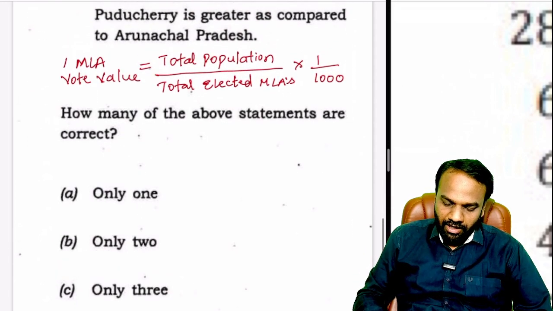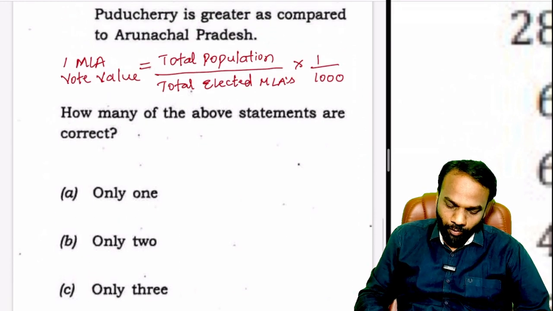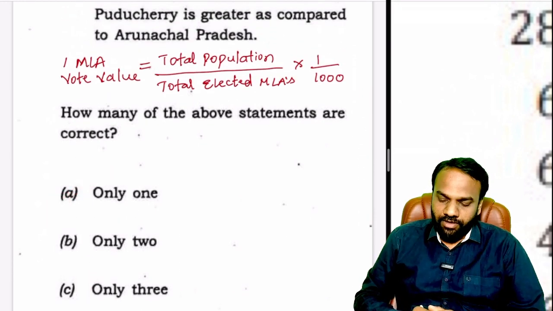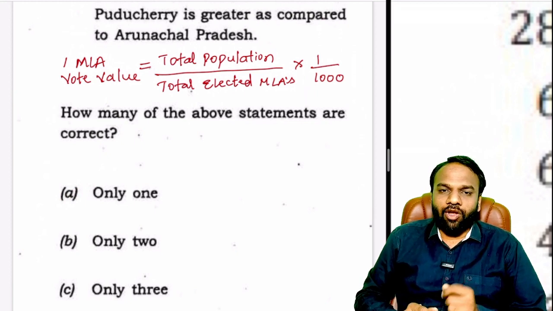Hence, to the question "How many of the above statements are correct?", only one is correct. Now, we already got the answer, but next is the logic.